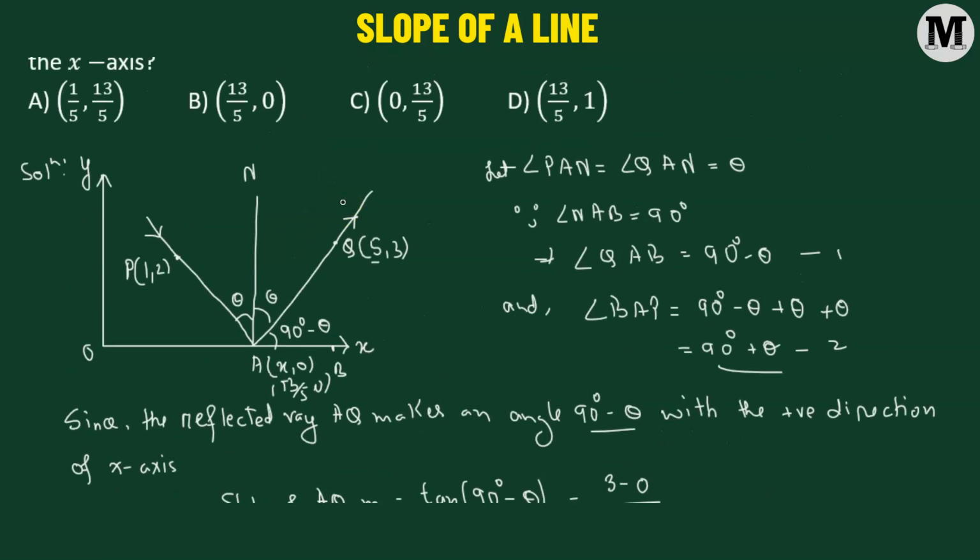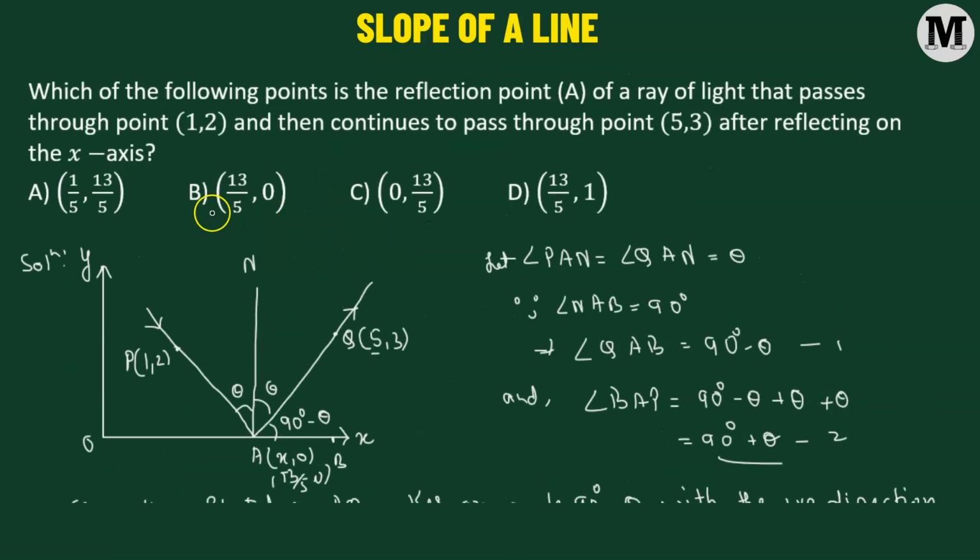Let's go to our options. So we have an option here, 13 over 5 comma 0. Option B is the correct value.